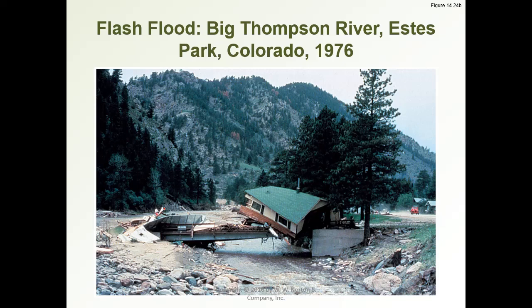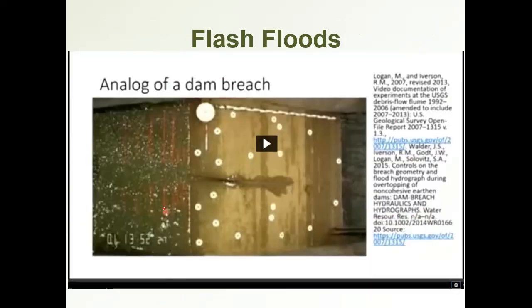So these are pictures of the aftermath of a flash flood that occurred in Colorado in 1976. This flash flood happened after more than 7 inches of rain fell in an hour, and the discharge in the Big Thompson River was 4 times the largest recorded maximum discharge. This flood ended up killing 144 people. So they are very, very dangerous.